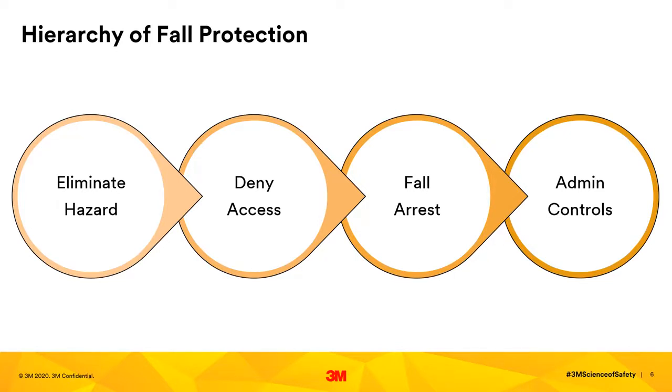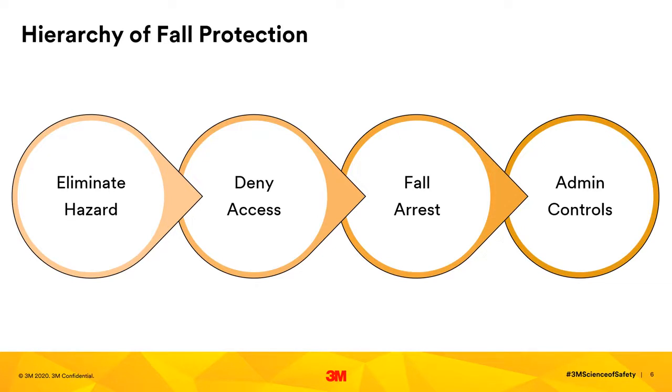Number two, you should try and deny access. These are solutions that keep individuals from accessing the hazard. Examples are guardrail systems, which are barriers installed to prevent personnel from falling to lower levels. Where suitable, they protect the greater number of employees with little or no training needed.